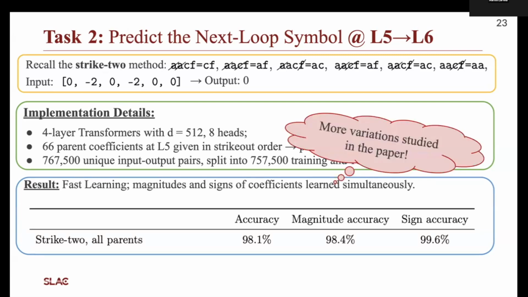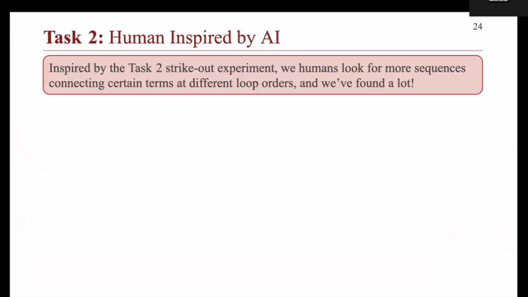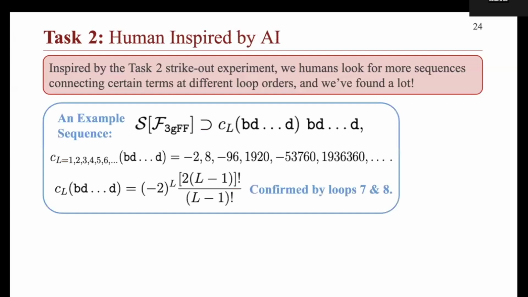We studied many other variants in our paper, but the interesting question to ask is whether we are able to recover some symbolic formula connecting different loop orders. So far, we do not have any success with AI models, but we do have some success with humans. Inspired by the AI models, humans are now able to find a few more correlations between different loop orders.